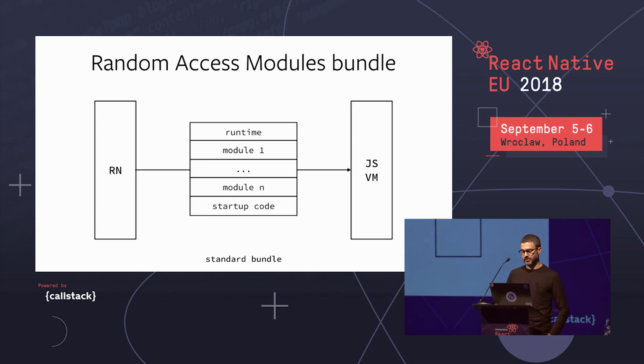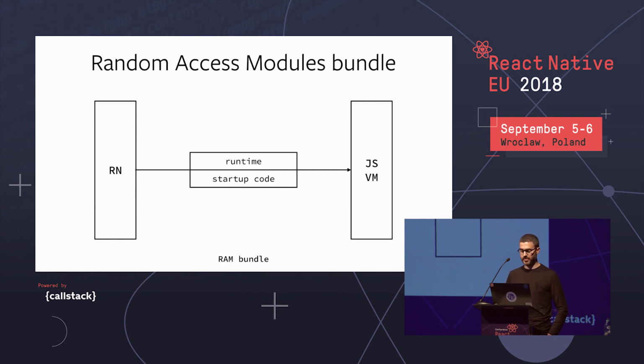To understand the benefits of RAM bundling, let's see how a standard bundle gets injected into the JavaScript virtual machine, so we can compare it to a RAM bundle. In the case of a standard bundle, this is very simple. The whole bundle gets injected as a string once during startup. If the bundle is really big, this can be really slow, because the virtual machine has to parse all the JavaScript, and this consumes a lot of memory.